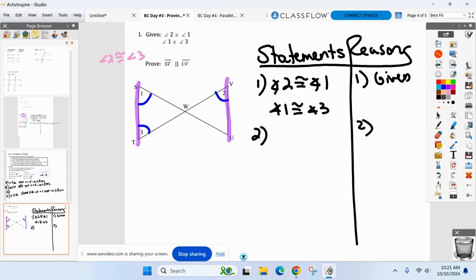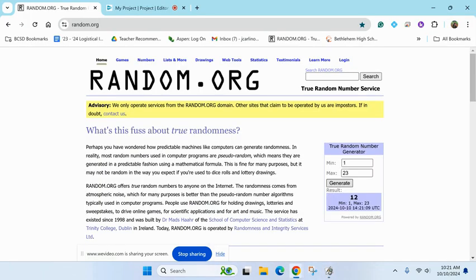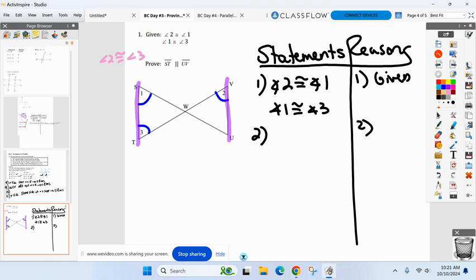And the alternate interior are congruent, which implies parallel lines. Okay, here we go. Let's go. How did we find it? This shouldn't be too bad here. Where am I going? Henry, how'd you guys get 2 congruent to 3? Substitution. There you go. So 2 is congruent to 3.